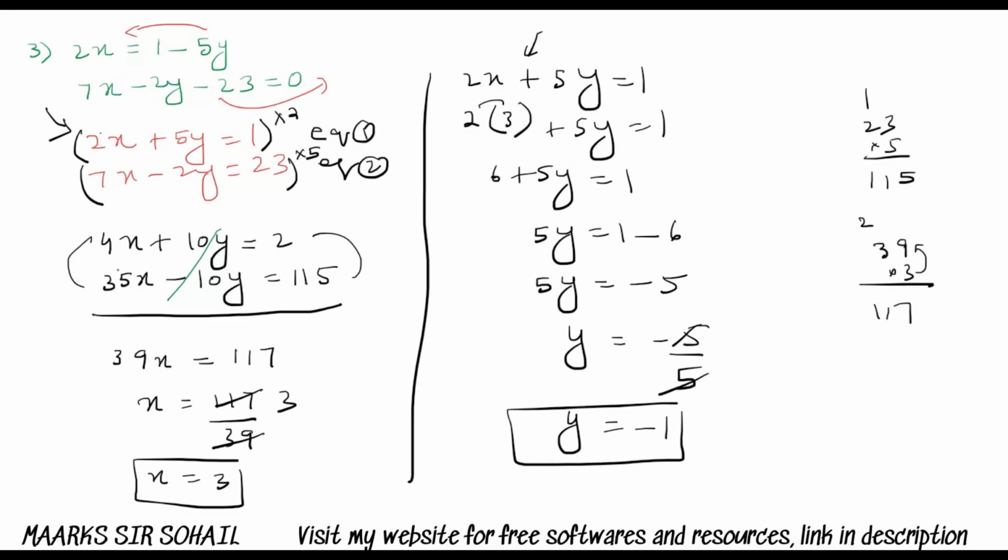So now you can see that we got the values of both x and y. The value of x is 3 and y is minus 1. I hope you have understood clearly how the elimination method works and how you can easily solve it, and what our purpose is and why it's called elimination, because we cancel out one variable. Now let's move to the second method, which is the substitution method.